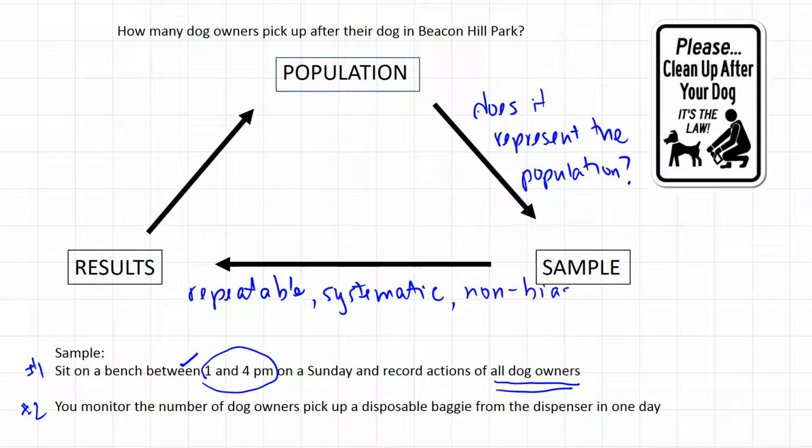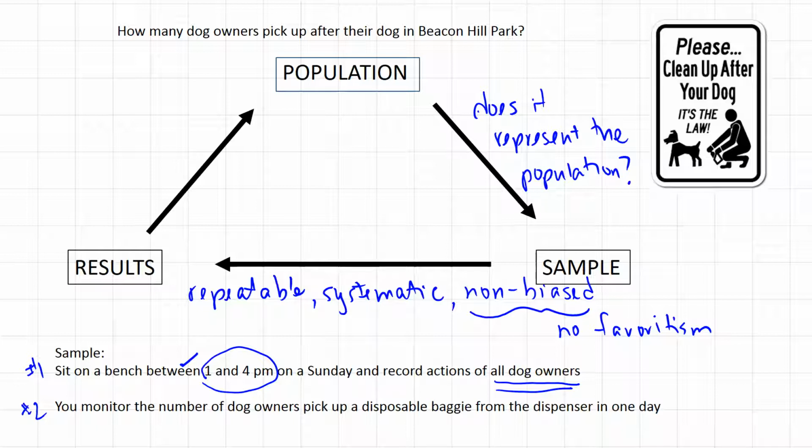What that means is non-biased means no favoritism. So for example, in this scenario, if you were just to take a look at and interview the dog owners that have the cute little dogs, that would show favoritism over the little ones and not consider the big ones.